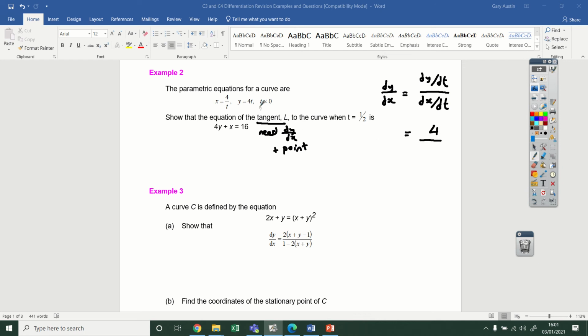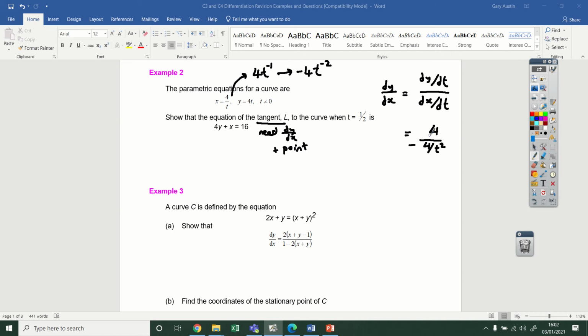So I differentiate that with respect to t and I get 4. Then on the bottom, I can differentiate the x's with respect to t as long as I recognise it as 4t to the minus 1, which differentiates to minus at the front becomes minus 4, and then that becomes t to the minus 2. Okay, so I'm going to put that down on the bottom there. I'm going to put the minus at the front, and then I'm going to put 4 over t squared because that's t to the minus 2.